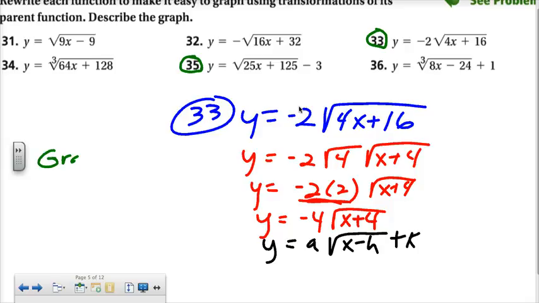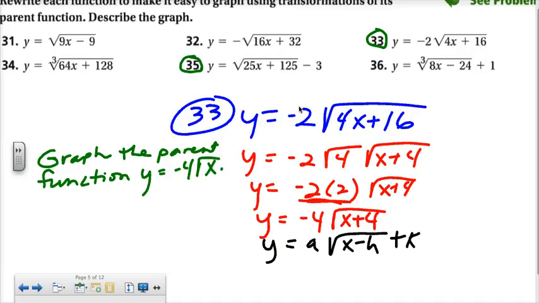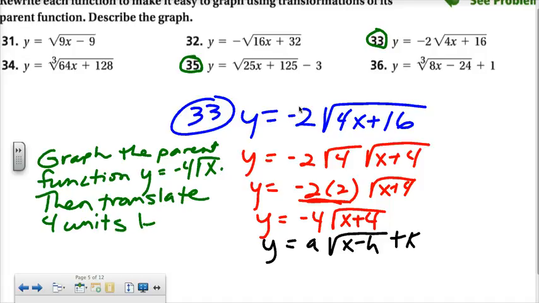So I would graph the parent function y equals a square root of x, which in this case is y equals -4 square root of x. Then translate. If our h is a +4, that was because it went in as a -4, because x minus a -4 gave them x plus 4. So translate 4 units left. And that is a description of the graph.